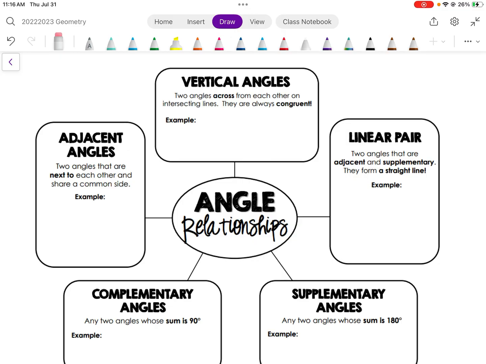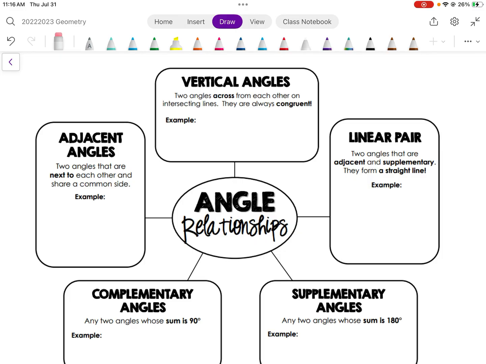You should also have one that says using angle relationships. Okay, so this is the angle relationships where we'll talk about the vocab. You should have one that says using as well, where you actually find some measurements.